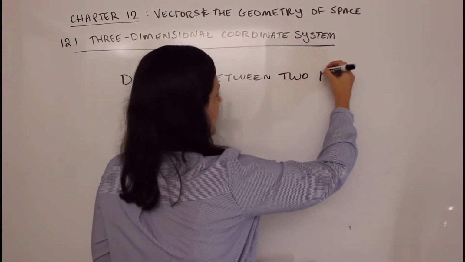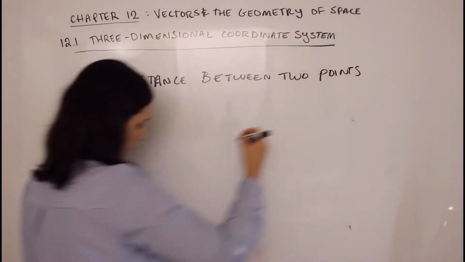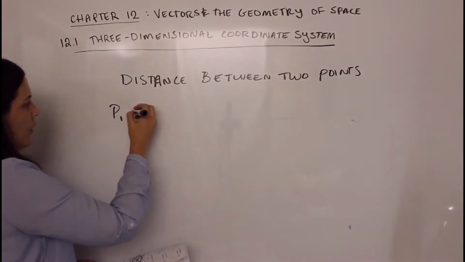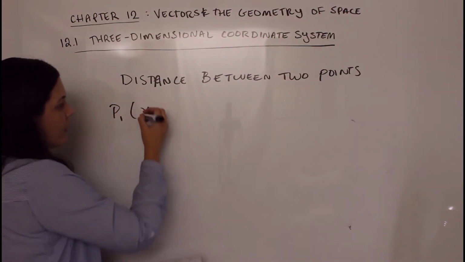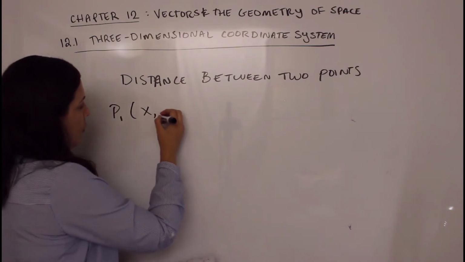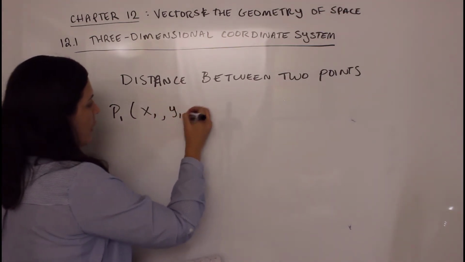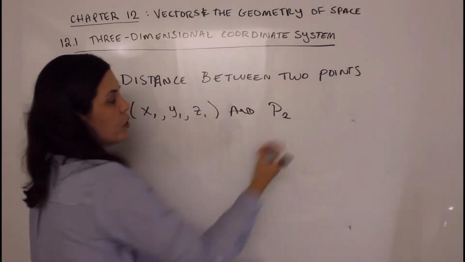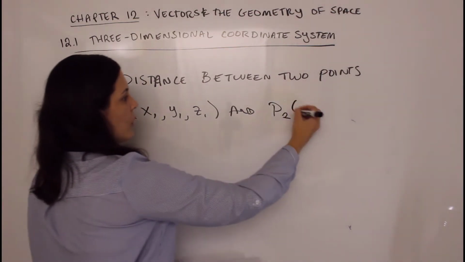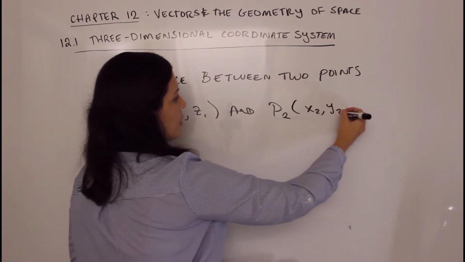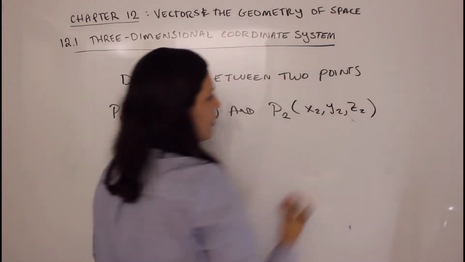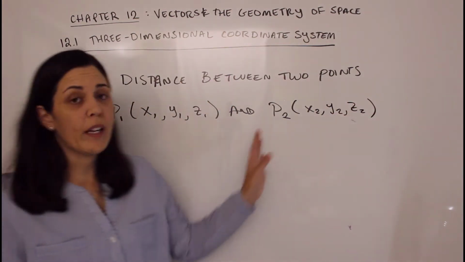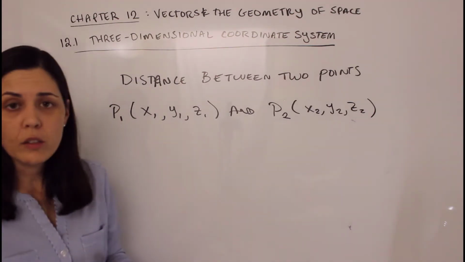This is in 3D space. I'm going to call the points P1, P sub 1, which is going to have the coordinates x sub 1, y sub 1, z sub 1. And then my second point, I'll call it P sub 2, and it's going to have coordinates x sub 2, y sub 2, z sub 2. Okay, this is just generalizing two random points. That's what this notation is saying.